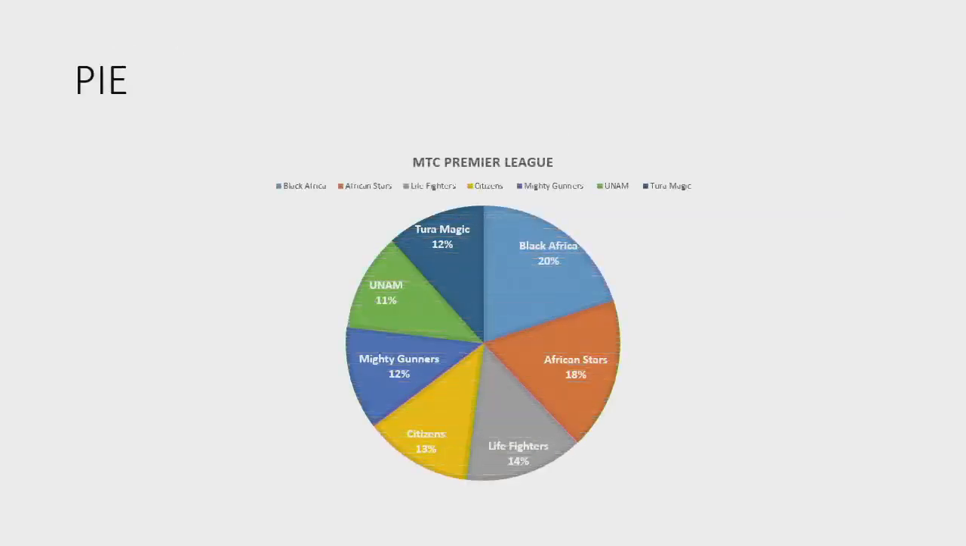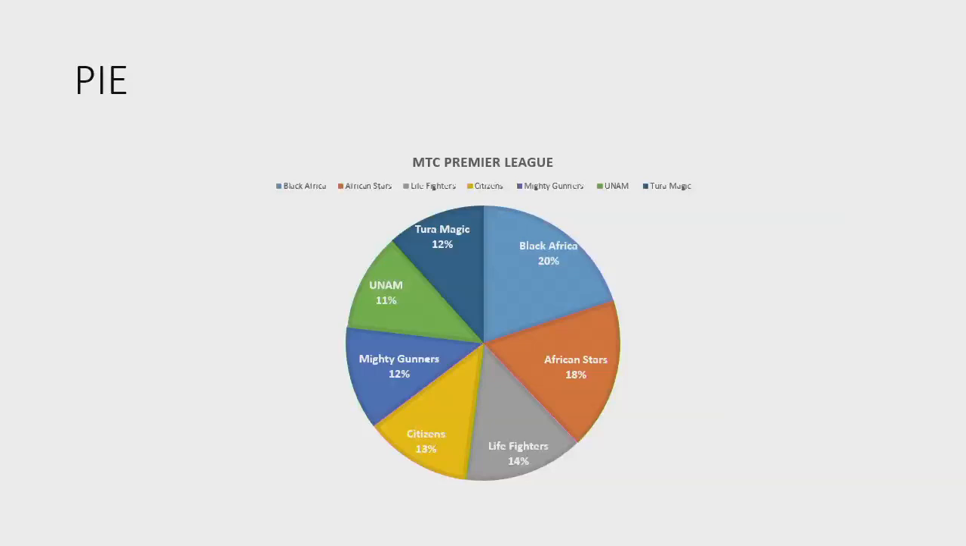Now in the case of a pie, you have to draw a circle and then divide the pie in percentages according to the team with more points. For example, Black Africa has 20 points. So their points are higher, so their section will be a bit bigger. It's followed by African Star, and so on.